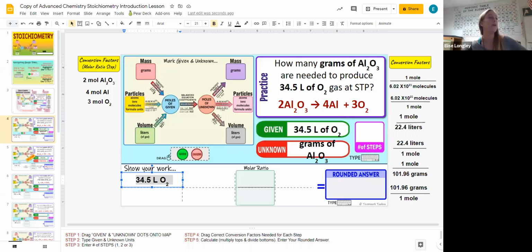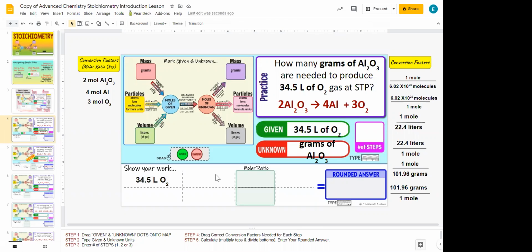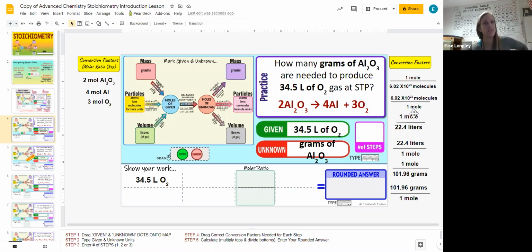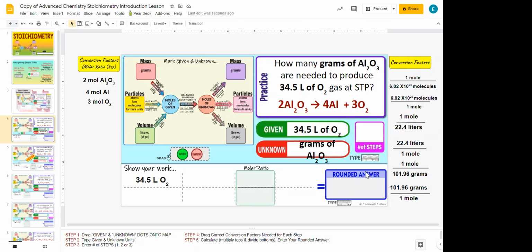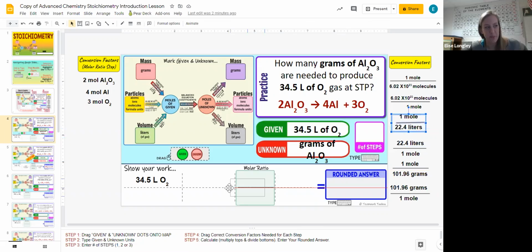All right. So what do I do now? I have liters. What's step 1? Convert to moles. How do I do that? Which one of these do I need? The one with the liters on the bottom. Yes. How did you know liters needed to be on the bottom?